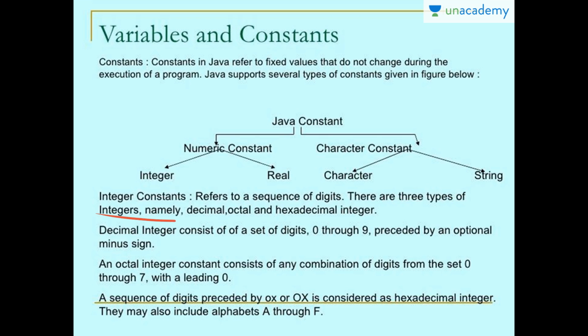Now first, integer constant refers to a sequence of digits. Integer types can be of three types, that is decimal, octal and hexadecimal. Decimal integers consist of sets of digits 0 through 9, preceded by an optional minus sign. So between 0 and 9 we can have any digit, and that's called a decimal integer number. An octal integer constant consists of any combination of digits from 0 through 7 with a leading 0.